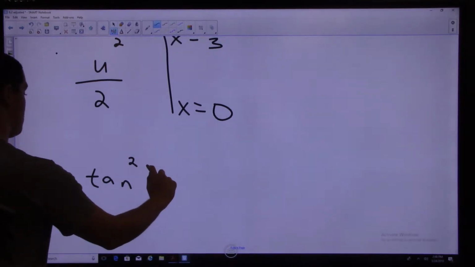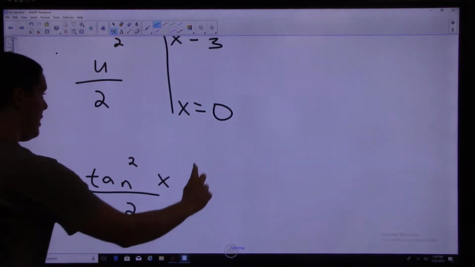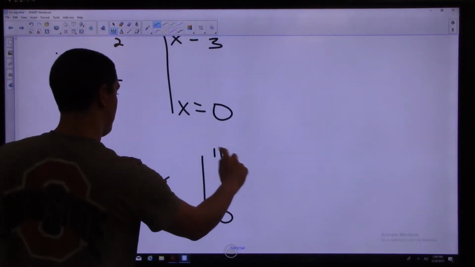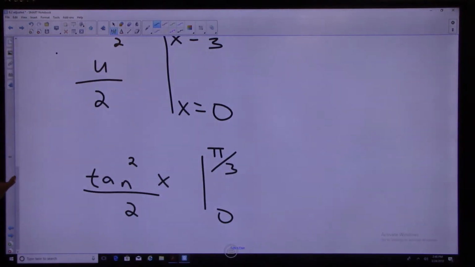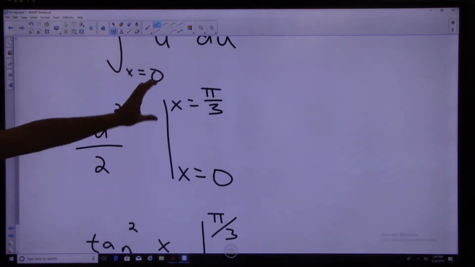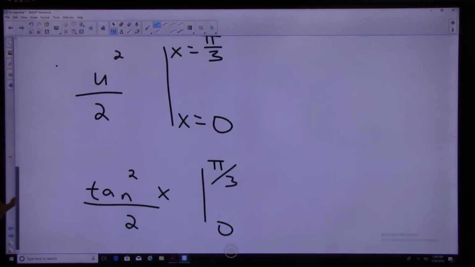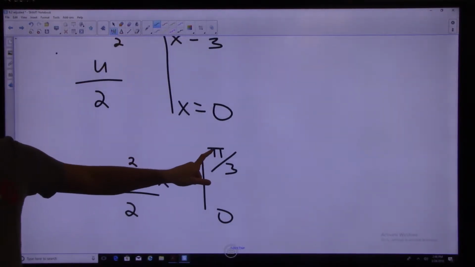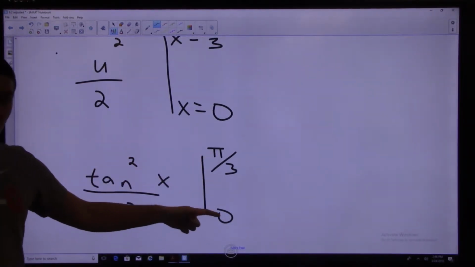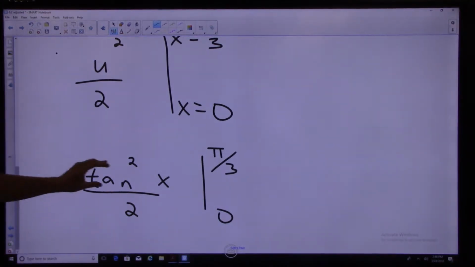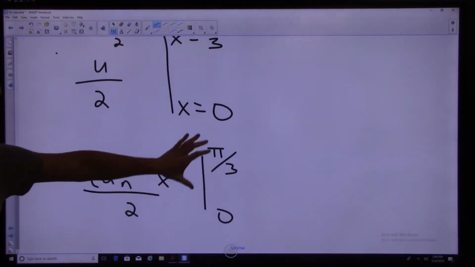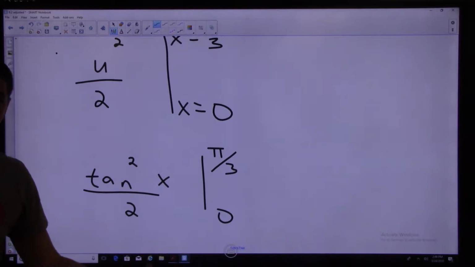So this is going to be tangent squared of x over 2, evaluated from 0 to pi over 3. Now notice what I did here. I got rid of my x equals. We know they're x values. These are the values I'm going to plug in. If you want to keep it written as x equals pi over 3 and x equals 0, you can. But since I know I now have x values I can plug in, I can just leave them from 0 to pi over 3 like we usually write them.